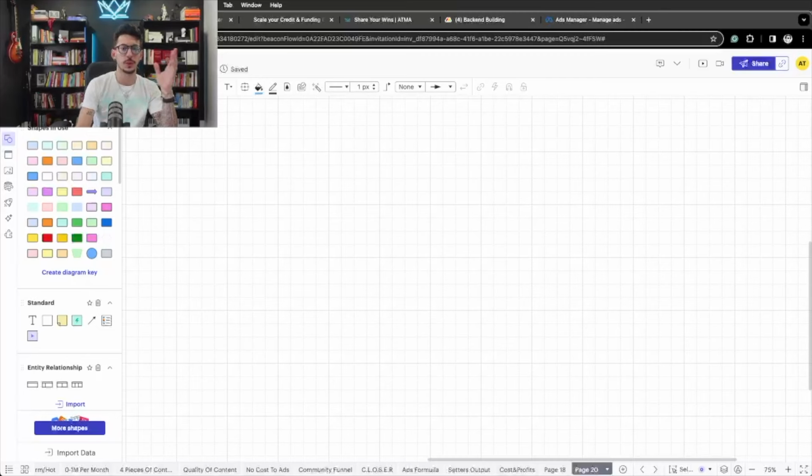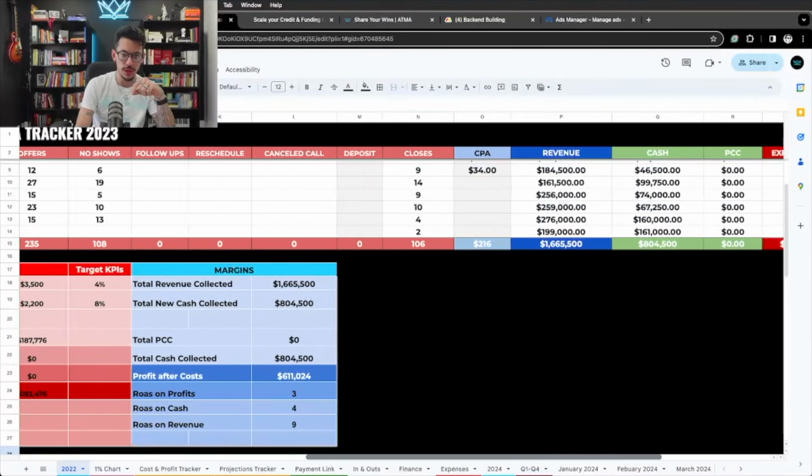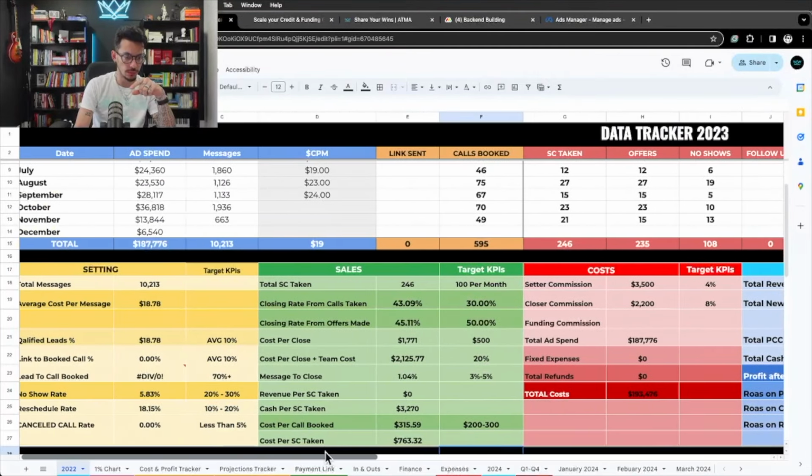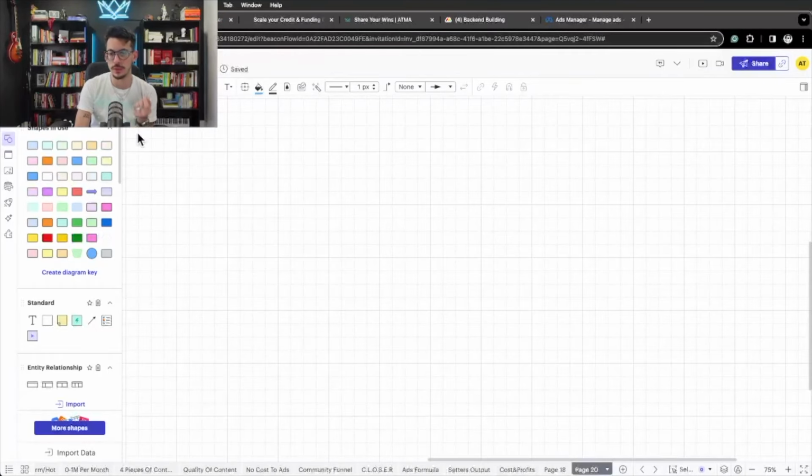One of the first things that we have to find out is our cost per book call. For us in 2022, these are the numbers. I should have put in the 2023 numbers because it did get lower, but let me just show you this because we're already here. So cost per book call is $300. This is one of the first things you should be finding out when you start running ads: how many DMs you're getting and how many of those DMs are actually converting into a call.